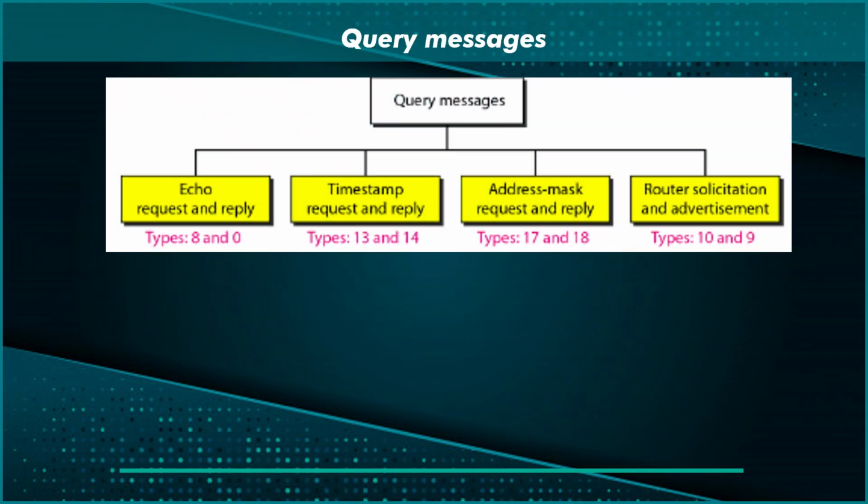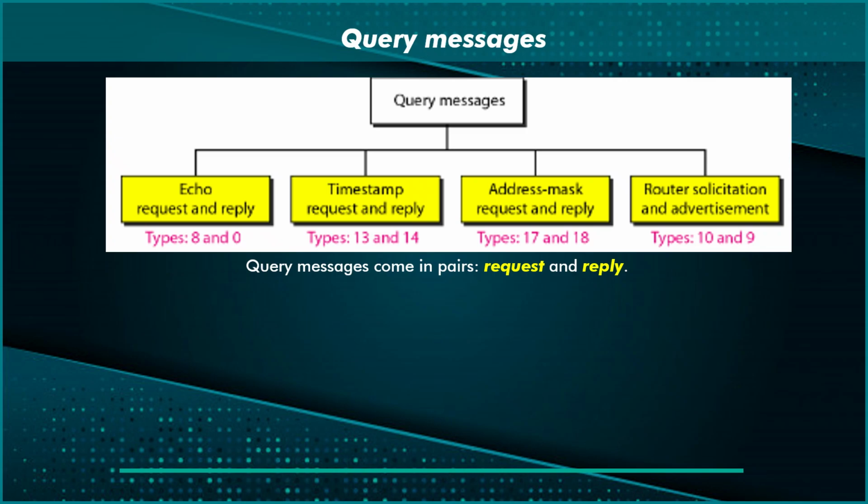Query messages are used to probe or test the liveliness of hosts or routers in the internet. They find the one-way or round-trip time for an IP datagram between two devices, or even find out whether the clocks in two devices are synchronized. Naturally, query messages come in pairs as request and reply. So there are various types of query messages available.